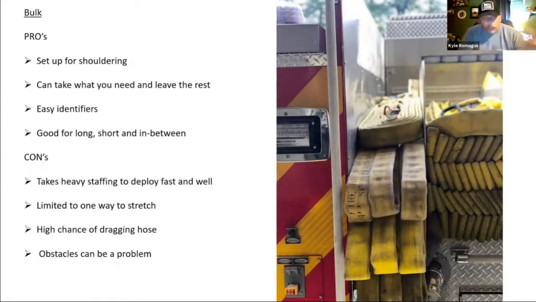So pros for the bulk load, it's already set up for shouldering. I pull my 50 foot out, I can shoulder that, and I can shoulder and invert the rest of it if I need to. I've got the potential to take every single one of these as a 50-foot section. I just estimate what I need and then leave the rest. It's got really easy identifiers. Like I said, I've got 50 here. Every single one of these rows is 50.